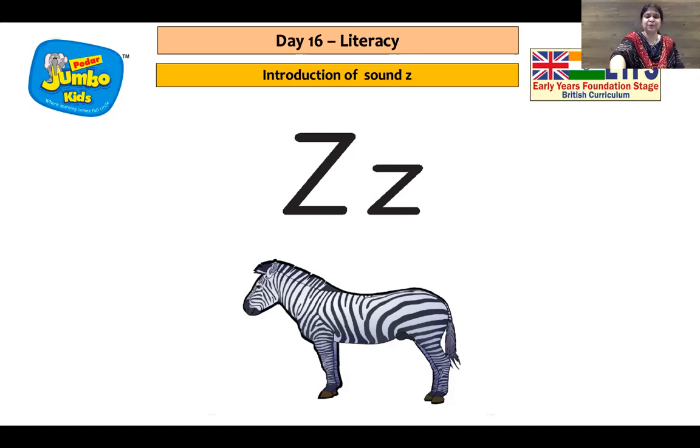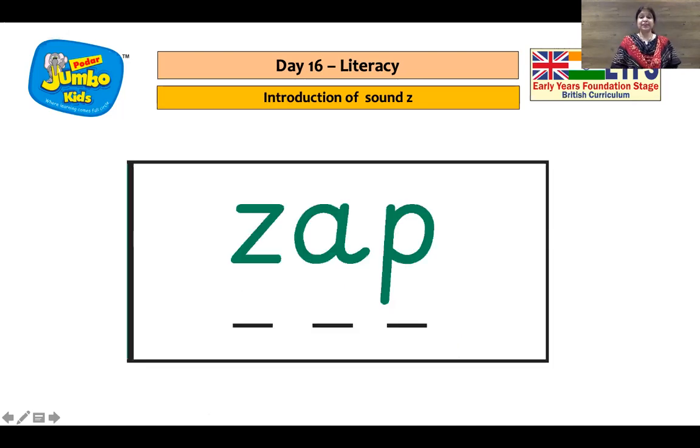Now it's time to learn green words with letter Z. So let's see which are those. Yes, so the first green word has how many sounds? So these lines resemble how many sounds are there in the given word. So I can see three lines. That means this word is having three sounds. And we are going to do it in my turn, your turn technique. So let's begin.